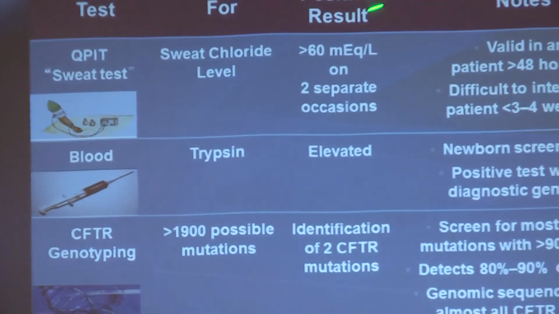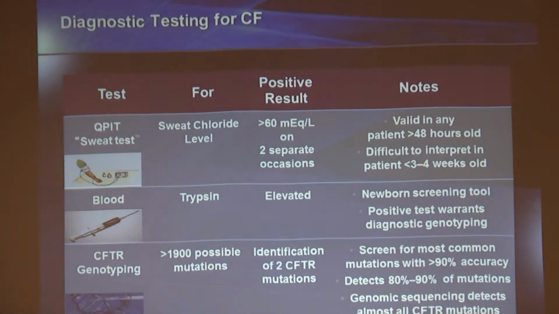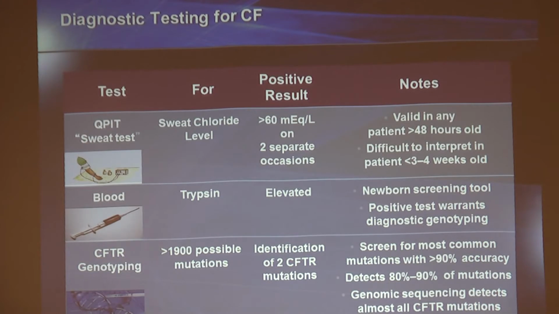So the diagnostic tests for CF, we mentioned the sweat test, where we look at the sweat test level. The traditional cutoff of 60 milliequivalents per liter, this is the amount of chloride in the sweat that's collected on 2 separate occasions, is valid in term babies at least 48 hours of age. In preemies, it's more difficult. And in young infants, the actual level can be lower. So that creates more diagnostic uncertainty.